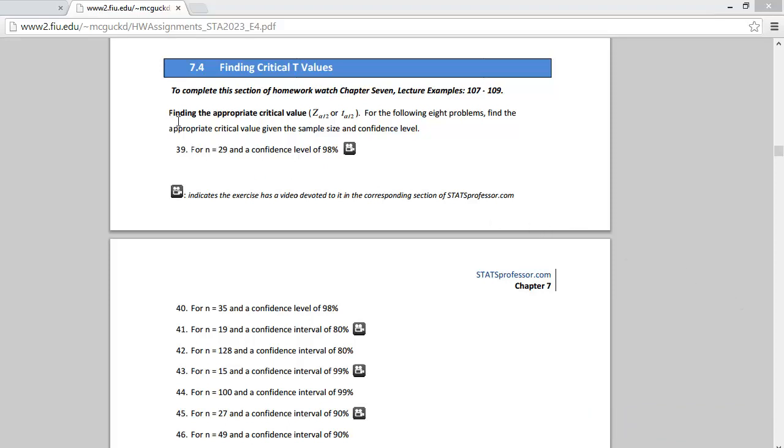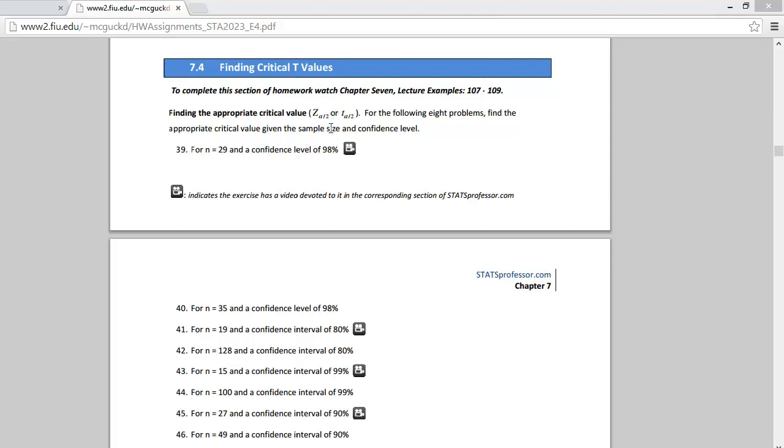So in this problem, they're asking us to find the appropriate critical value, z alpha divided by 2 or t alpha divided by 2, for the following problems. So when you look at example 40, you see the sample size is 35. Once you notice the sample size is 35, you notice that it's over 30. And if we're using that simplified rule that says whenever the sample size is greater than 30, we can use z alpha divided by 2 as our critical value.